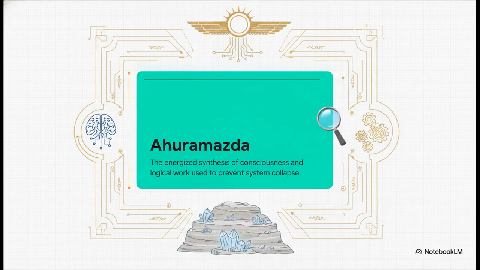So we are redefining ancient deities entirely today. Ahura Mazda? Actually, the energized synthesis of consciousness and logical work. And the architects behind all this were the Magi. Now, we usually picture them as wizards or mystics, but the root word, mogs, actually means brain. So think of them more like the ancient world's very first data scientists. They essentially acted as an IT department for civilization, processing unstable environmental data just to maintain order.